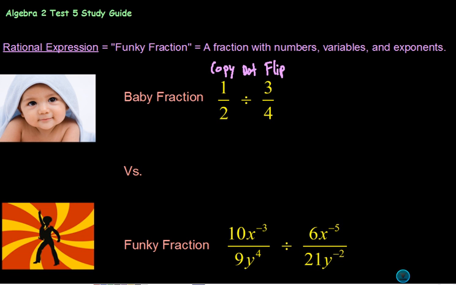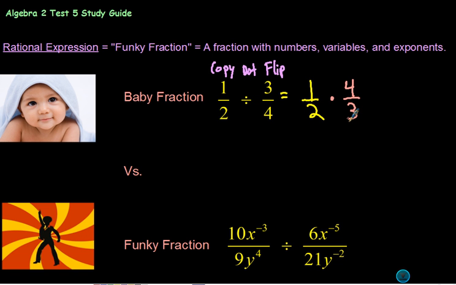And what it means is that the first fraction stays the same. So that's why we say copy. Dot means that the division turns into multiplication. And flip means that the second fraction flips over. You take the reciprocal of it. So 3 over 4 would turn into 4 over 3.